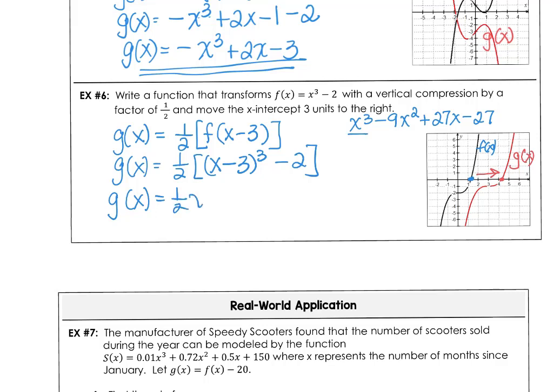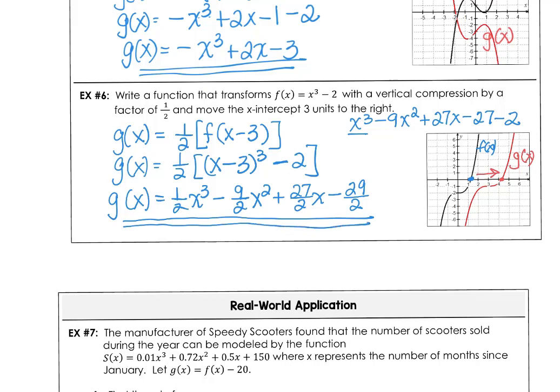So 1/2 of x cubed minus 9 halves of x squared plus 27 halves of x. And we have the 27, but we also have this minus 2. So that's going to leave us with negative 29 halves when we multiply through. And if you graph on your calculator this equation, and then our parent function x cubed minus 2, you should see that transformation, transforming this x-intercept over to the other x-intercept, 3 units to the right.